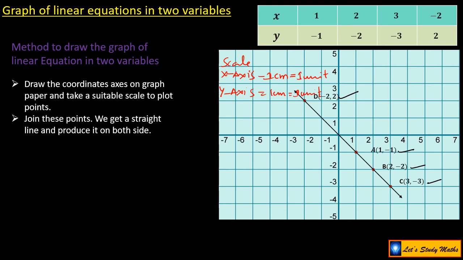When you join these points, we'll get a straight line. A linear equation is represented by a straight line. So we mention x plus y is equal to 0; this line represents this equation. If you do not get a straight line, then we need to understand that something went wrong. A linear equation, whether in one variable or two variables, gives a straight line. We'll see another example.